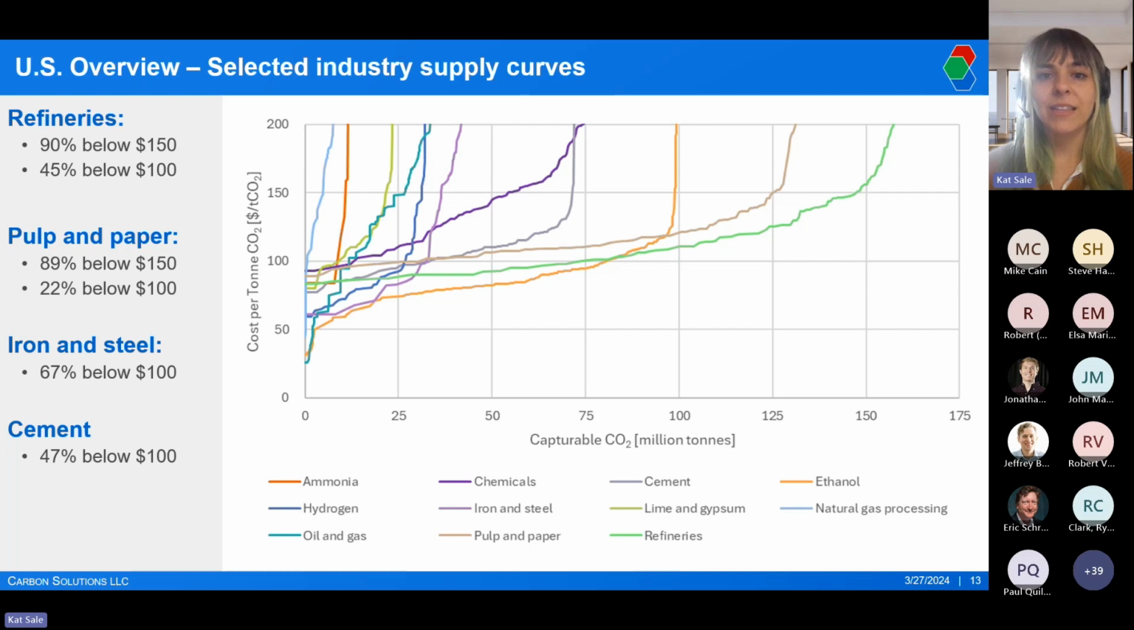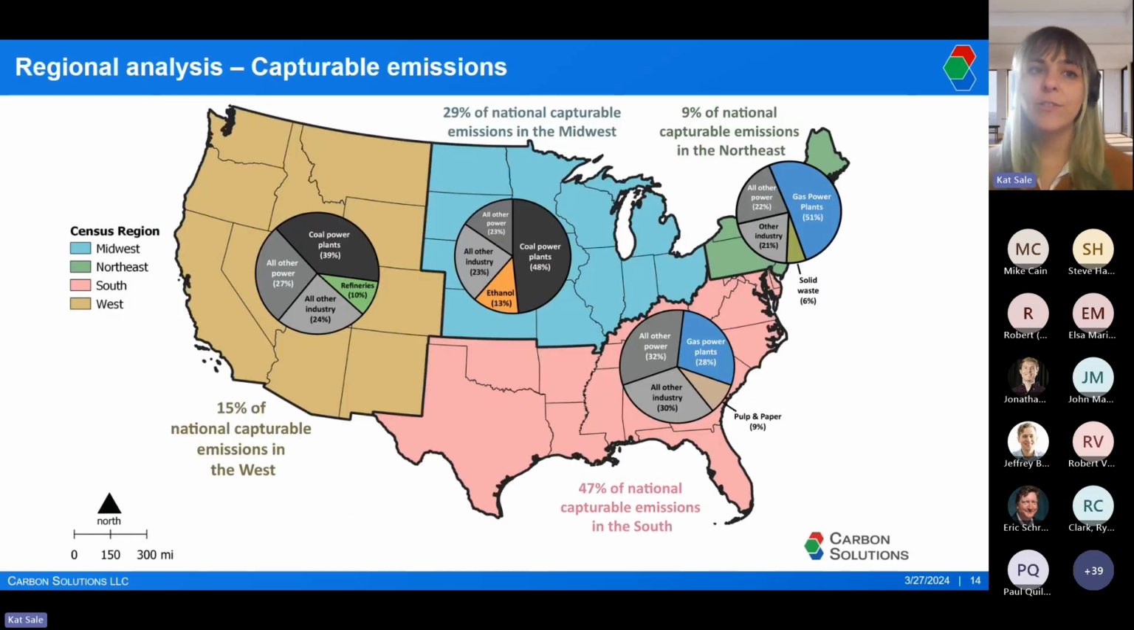So now that we've looked at the entire US, let's look at a regional analysis. These are capturable emissions across the US for the different US Census regions. Of these regions, the South represents 47% of total capturable US emissions, followed by the Midwest at 29%. And regionally, coal dominates the capturable emissions in 2 of 4 of our regions, representing the greatest portion in both the Midwest and the West at 48% and 39% respectively.